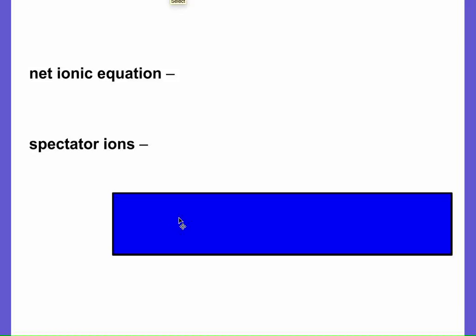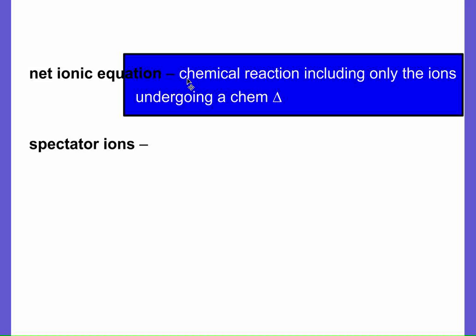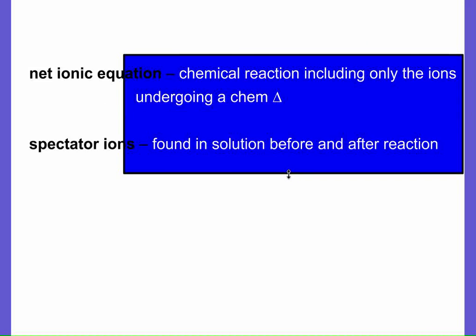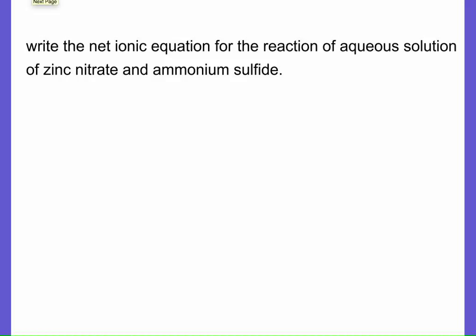Okay, so then we need to talk about net ionic equations. Those are reactions including only the ions undergoing a chemical change. And we're going to have to be able to identify spectator ions, which happen to be the ions that you're going to find before and after in a reaction. Those things are not going to be included in your net ionic equation. So we need to be able to make those things.